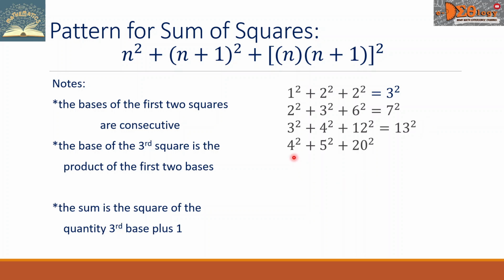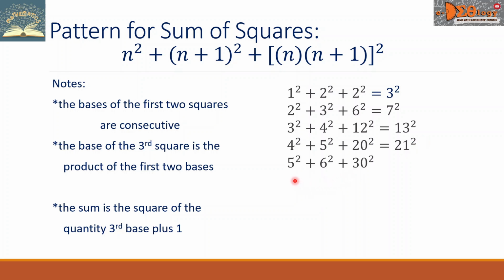Another example, 4 squared plus 5 squared plus 20 squared. The bases 4 and 5 are consecutive. The base 20 here is the product of 4 and 5. And the answer is 20 plus 1, then 21. Then we will square.